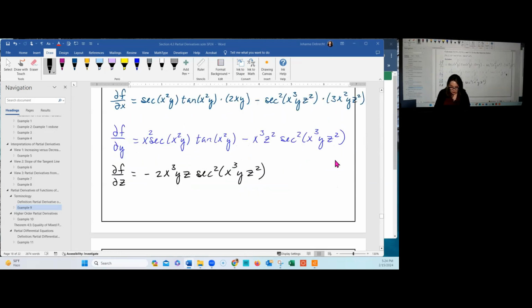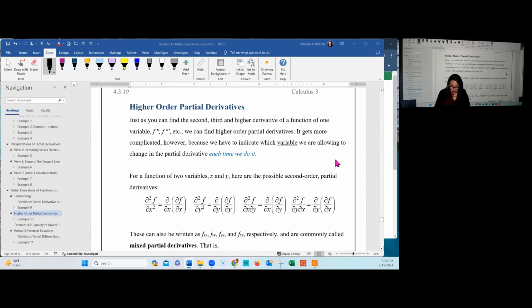The next thing that we want to talk about, since so far we've only been taking first partial derivatives, is can we do more derivatives? Can we take the derivative of the derivative? And the answer is yes, you can. It becomes more complicated than in the case of a function of one variable. We have to indicate each time we take the derivative which independent variable we're taking the derivative with respect to.